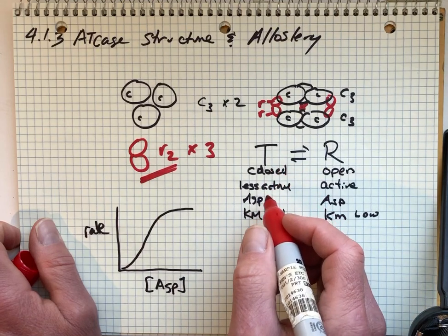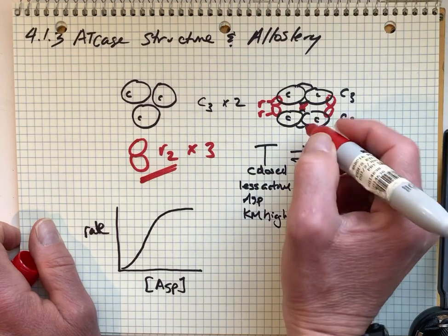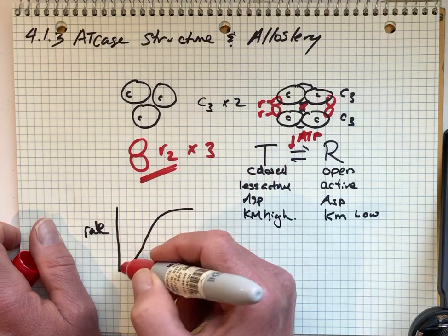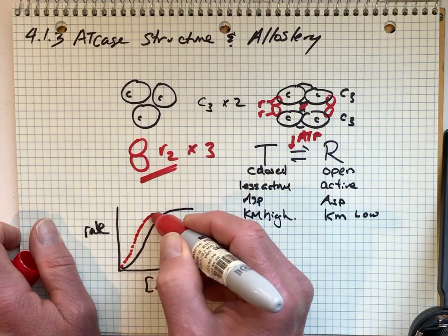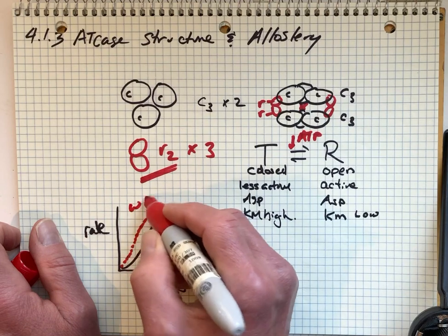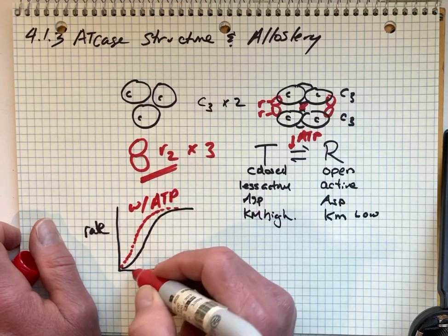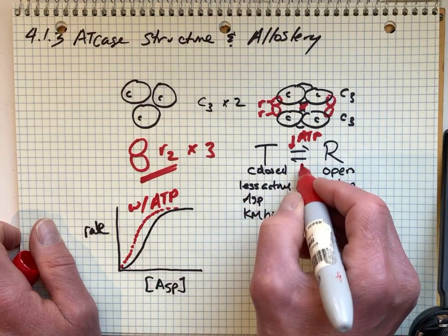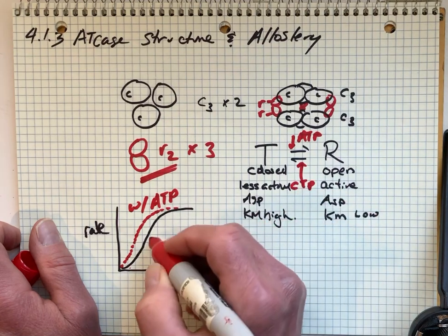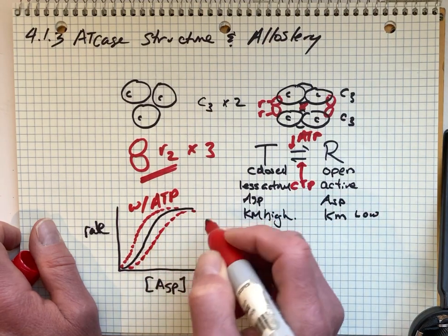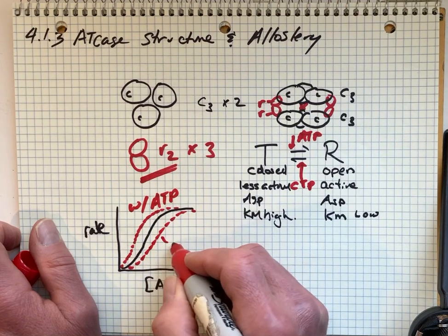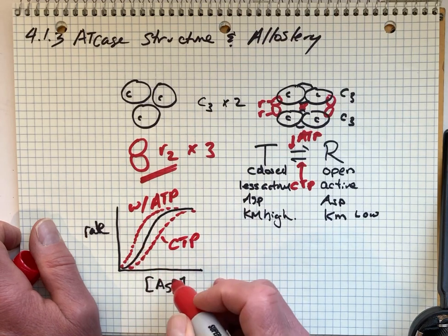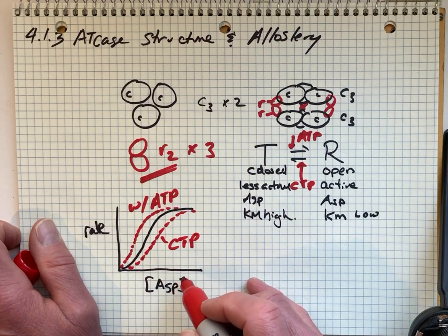We can favor the R form by adding ATP. And in that case, we get a curve that's not quite as cooperative, but is more active. So this is with ATP. And we can also make it more difficult to achieve the R form by adding CTP, the other nucleotide. That's the basis of negative feedback inhibition. And so this is the curve that you would get with CTP. More cooperative and less activity for any given amount of aspartate.